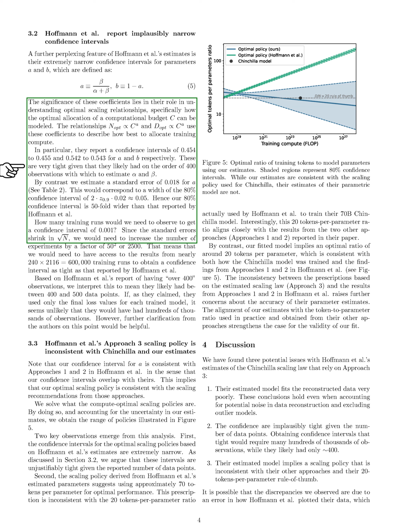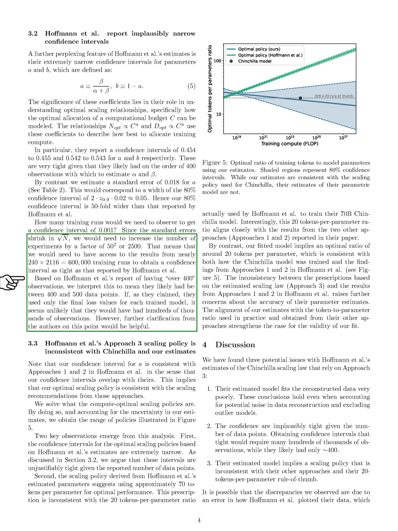In contrast, we estimated a standard error of 0.018 for A, resulting in an 80% confidence interval width of approximately 0.05, 50 times wider than Hoffmann et al.'s reported interval. To achieve a confidence interval of 0.001, we would need about 600,000 training runs, significantly more than the likely 400 to 500 data points used by Hoffmann et al. Further clarification from the authors on this matter would be beneficial.